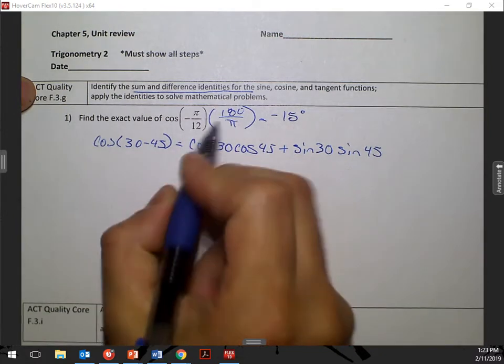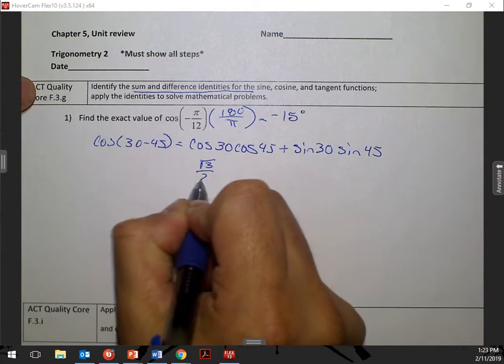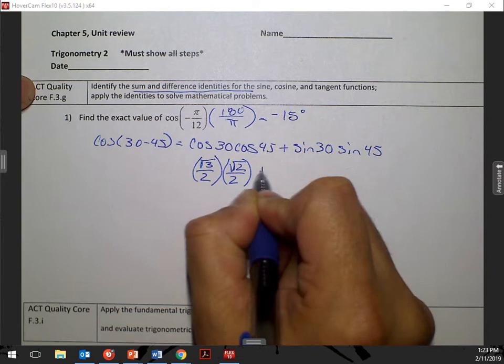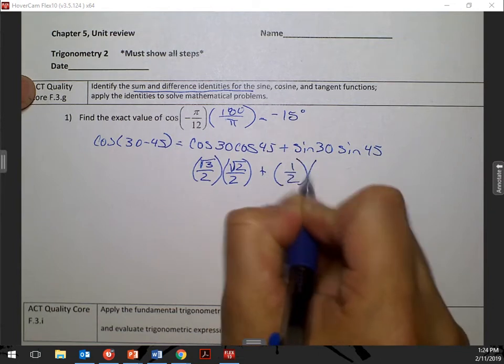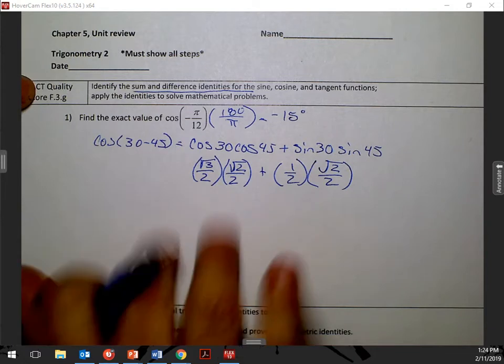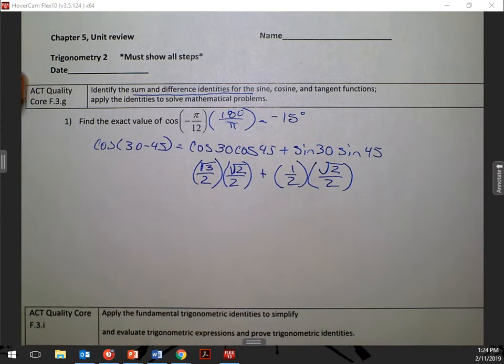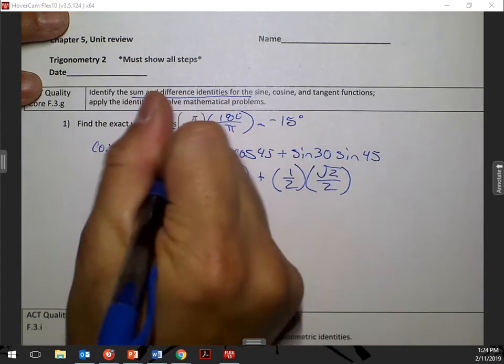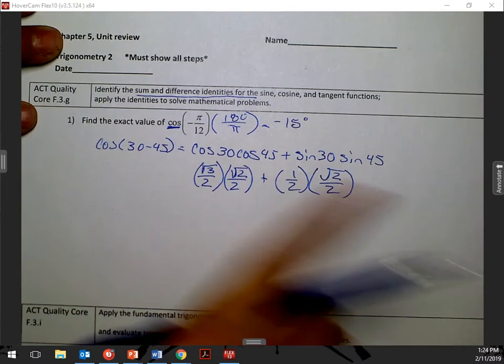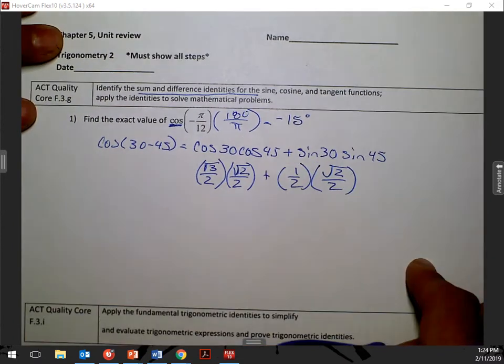Okay, so cosine of 30, cosine of 45, plus sine 30, sine 45. I went through it kind of quick because on the reference sheet I'm giving you, it has the unit circle on it. You have to do it like that? I thought it was like cosine and sine. That's the sine one, but this one right here is the identity for cosine. The one for cosine goes cosine, cosine, sine, sine. But the one for sine goes sine, cosine, cosine, sine.